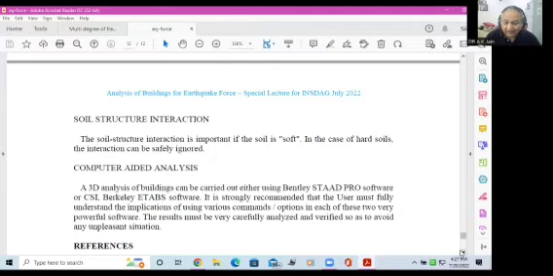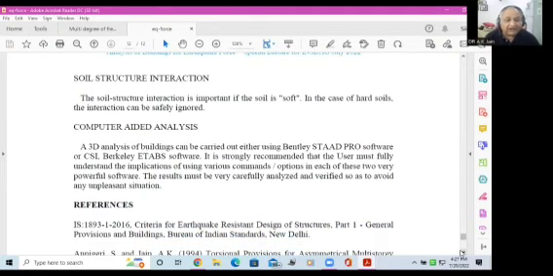Okay. Now, another important thing is computer-aided analysis. We carry out the building analysis using STAAD.Pro or ETABS or any other software. Okay. It is strongly recommended that the user must fully understand the implications of the various commands and options in each of these two very powerful software. The results must be carefully analyzed and verified so as to avoid any unpleasant situation. Okay. These are very sensitive software.